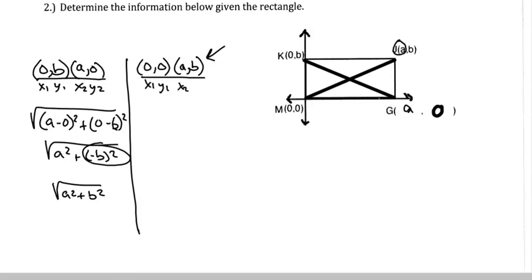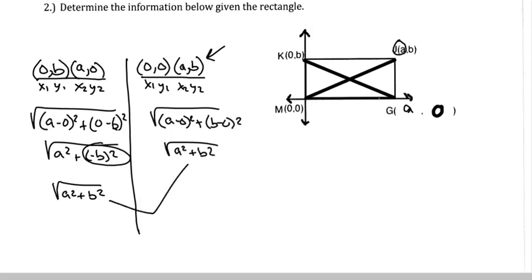x1, y1, x2, y2. Square root of a minus 0 squared plus b minus 0 squared. Square root of a squared plus b squared. Same, so congruent. That would be an example of a coordinate proof.